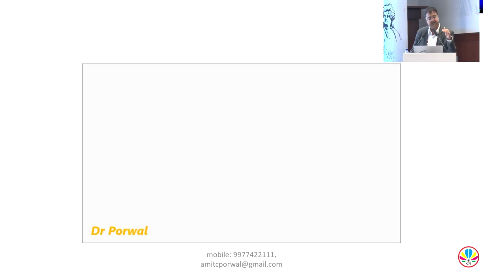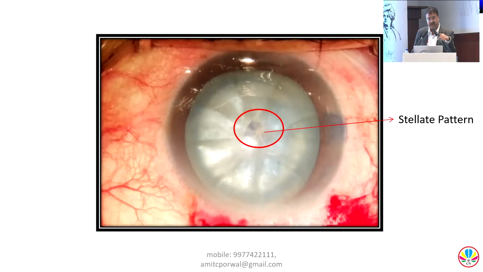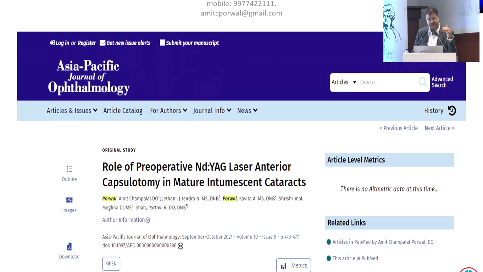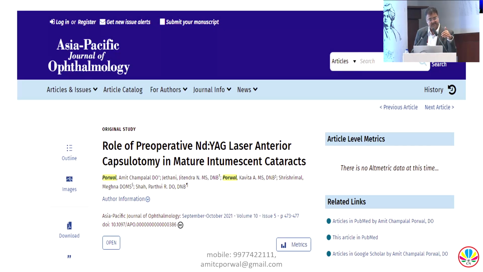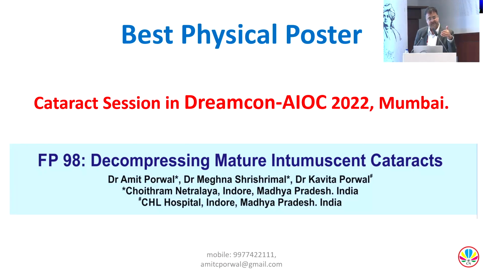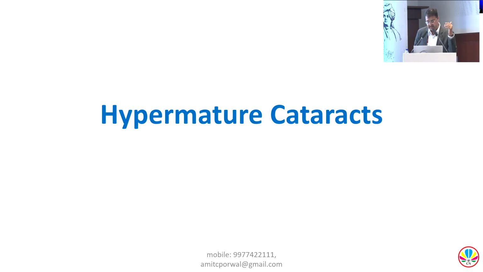Whenever you give one shot in the center, they are never going to extend. This is the way the capsule will look after the capsulotomy when you are staining the anterior capsule intraoperatively. We have documented this. The AC depth does increase in these intumescent cataracts. We have published this in the Asia Pacific Journal of Ophthalmology. And we also did another comparison of different decompression techniques and different rhexis patterns. And we won the best physical poster in the AIOC DreamCon.